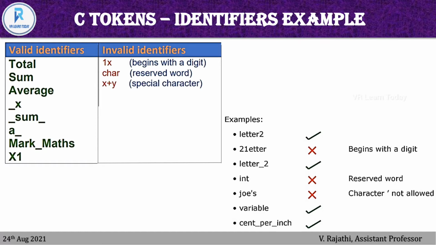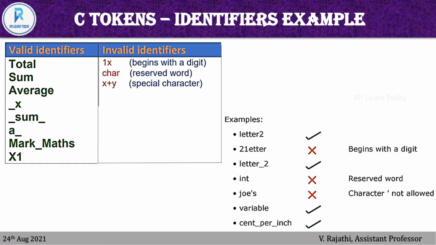So these are some valid identifiers. This is the invalid identifiers. The first three start with an alphabet, so they are valid. We can start using an underscore, so these two are valid, and we can start with letters. This is a valid one, and numbers we can use after that character. So it is also a valid one.